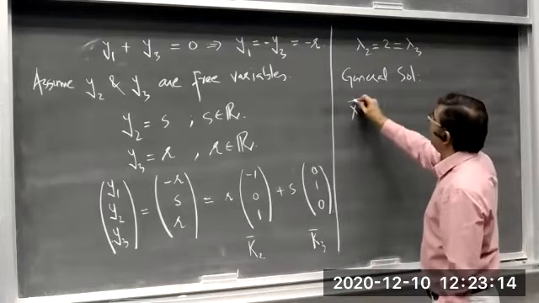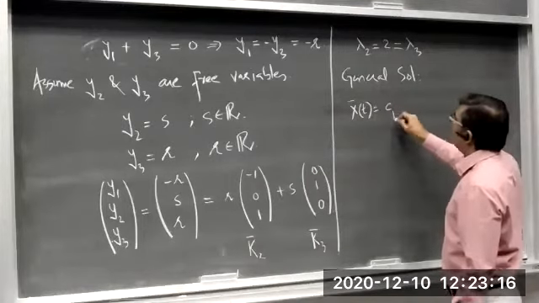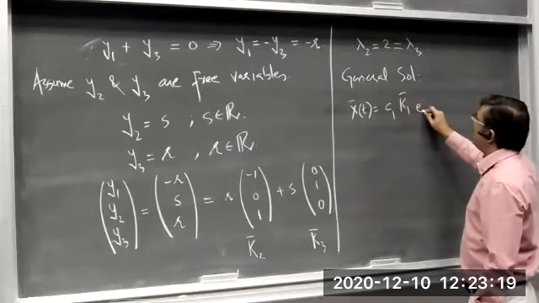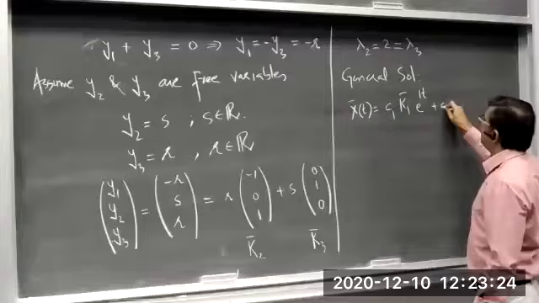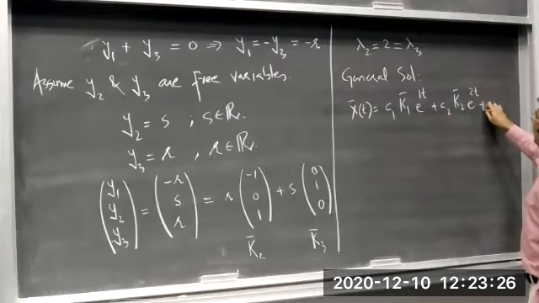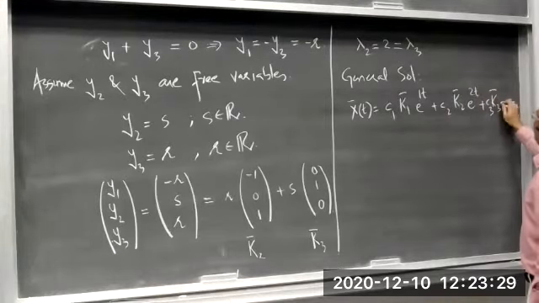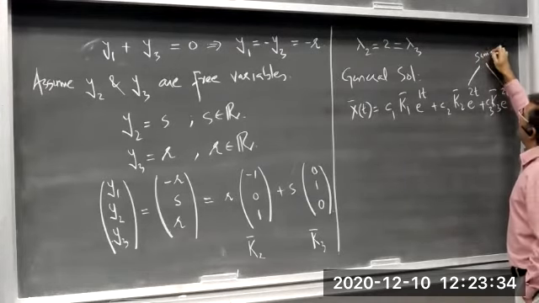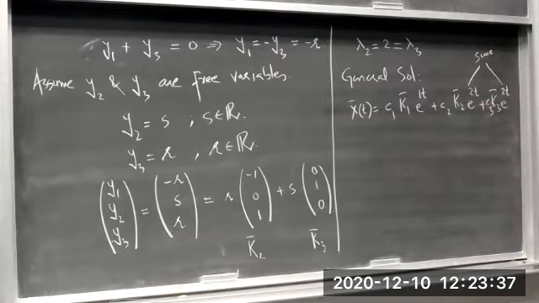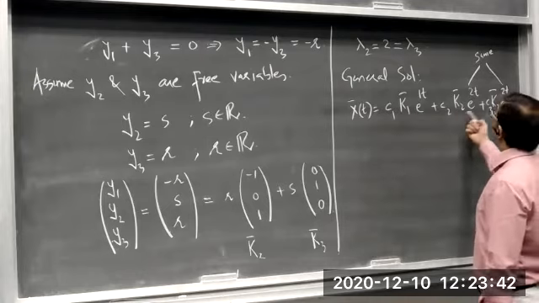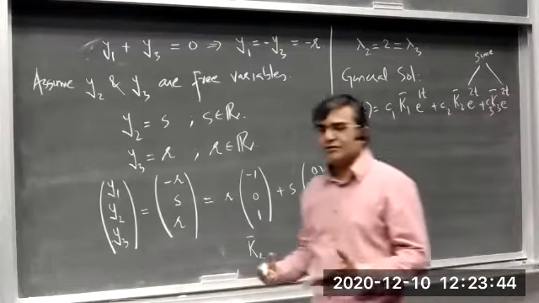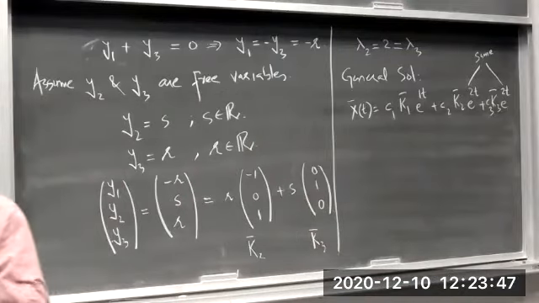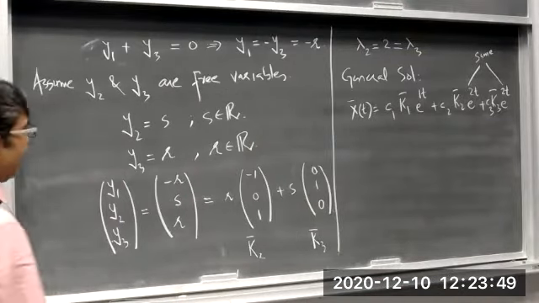So thus the general solution is what? It is nothing but C1 K1 e raised to the power lambda 1 t plus C2 K2 e raised to the power 2t plus C3 K3 e raised to the power again 2t. This 2 and this 2, they are the same, but the eigenvectors are different. So this will be the general solution. By inserting the values of K1, K2, K3, you get the general solution in this case when the eigenvalues are real and repeated.